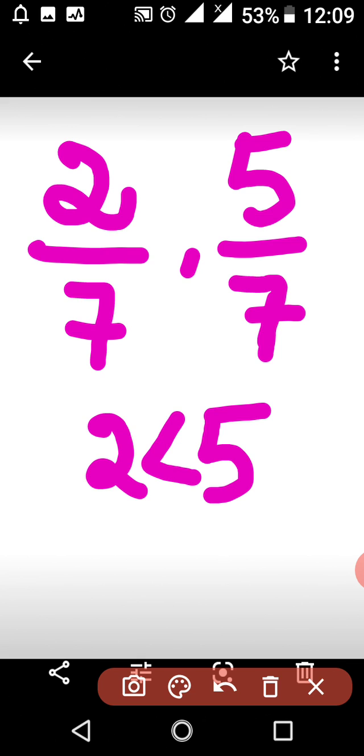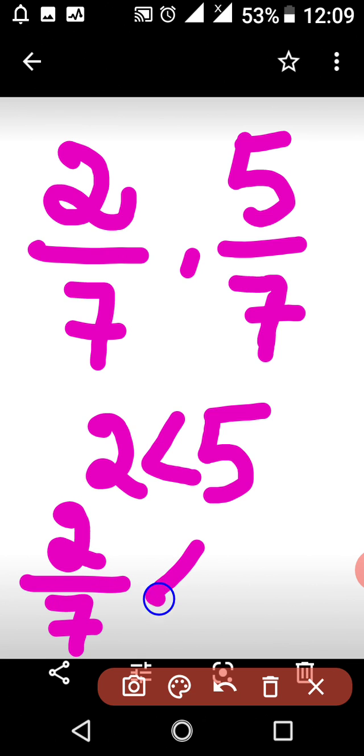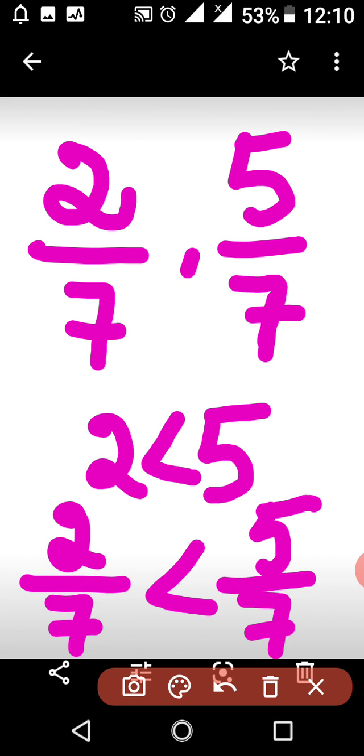So finally, fraction 2 by 7 is smaller than 5 by 7. It's very simple to compare like fractions. Whichever fraction has the smaller numerator is smaller than the other fraction. Okay.